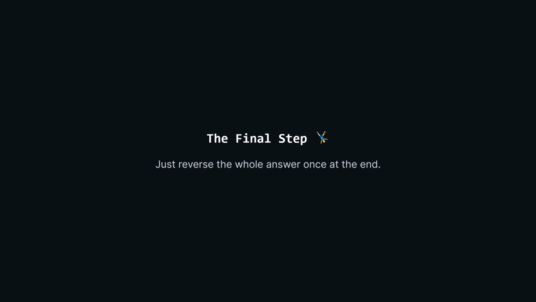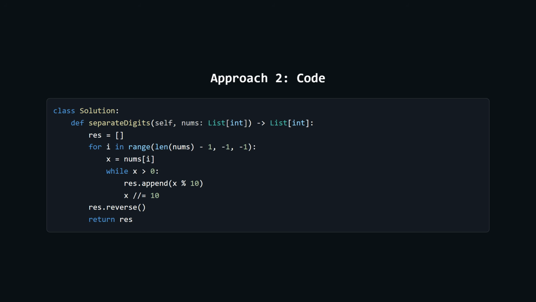The only catch is that our entire final list will be completely backward. So we just run one big reverse operation on it at the very end to fix the order. Here is the code for the reverse traversal approach. It's actually a bit cleaner.